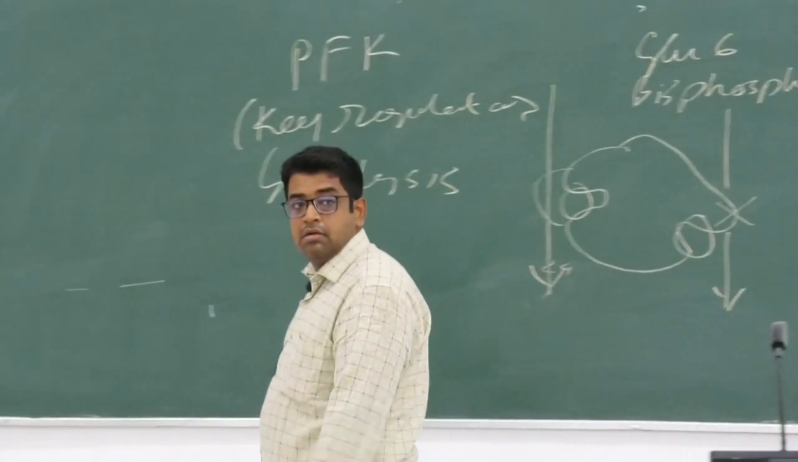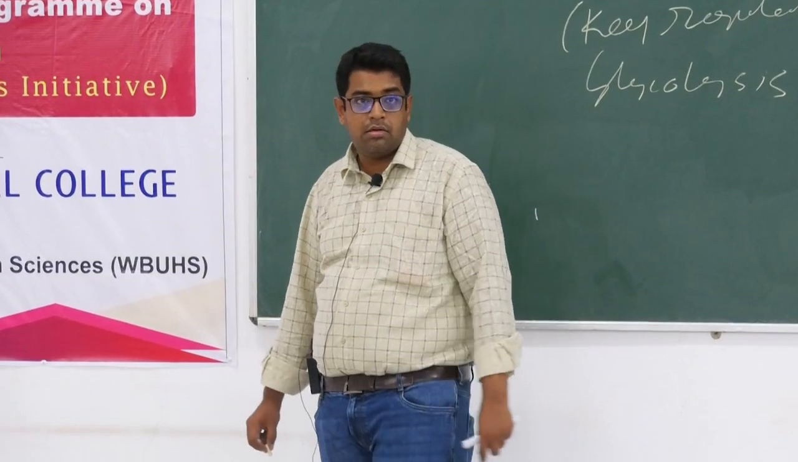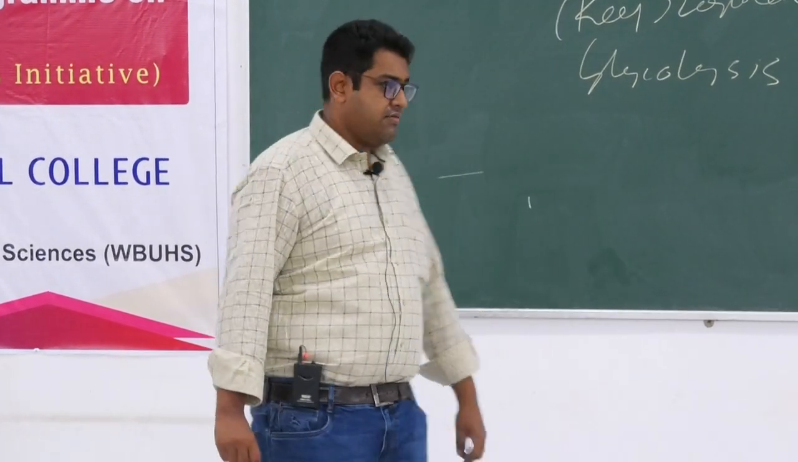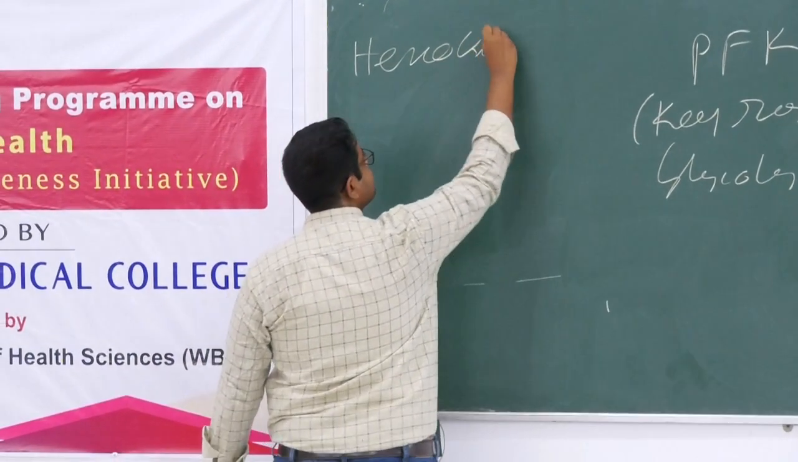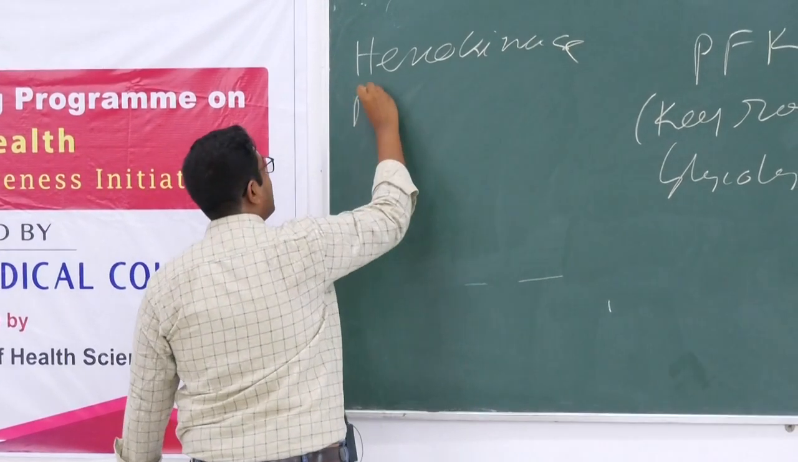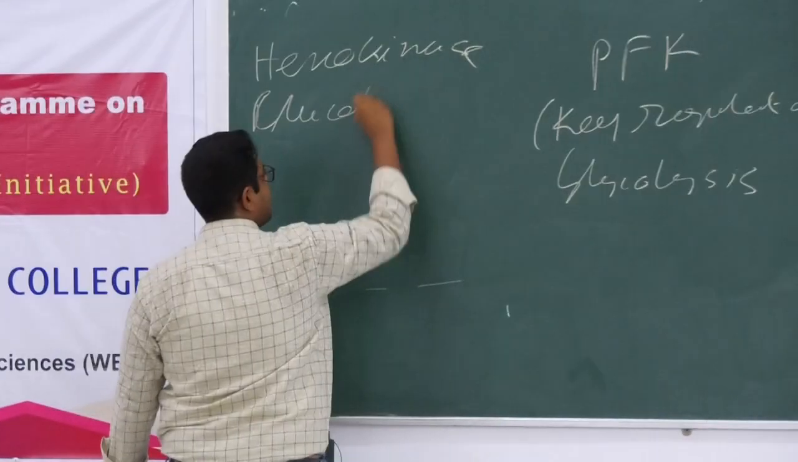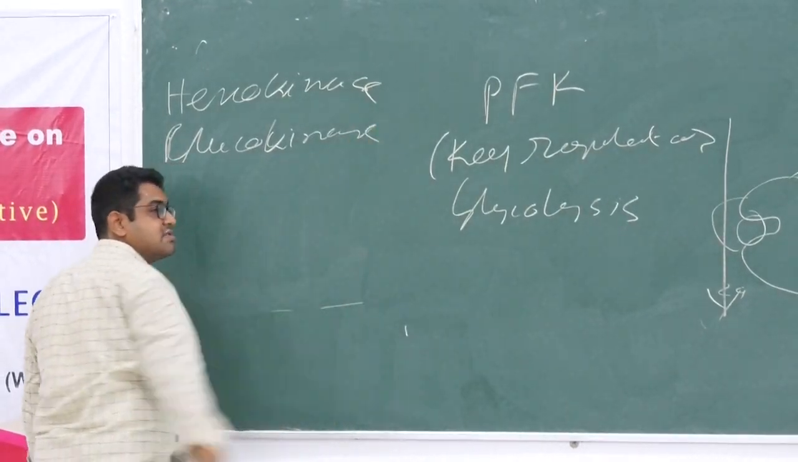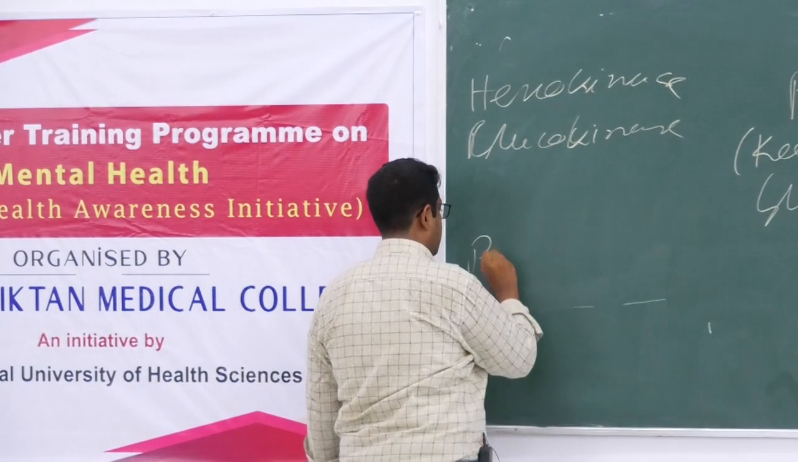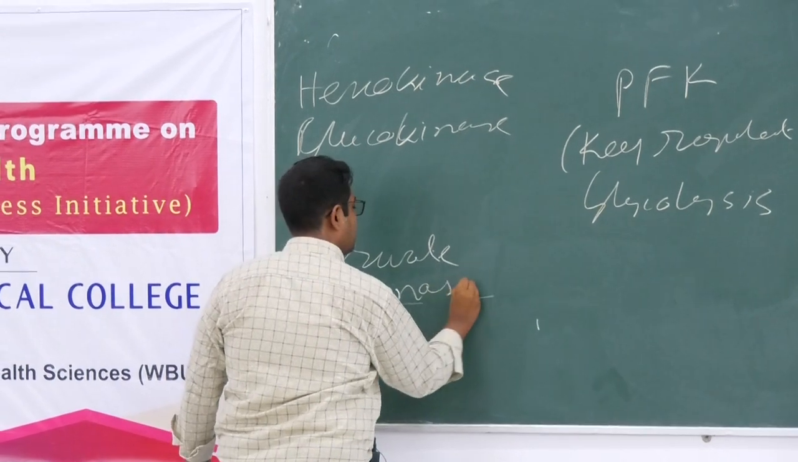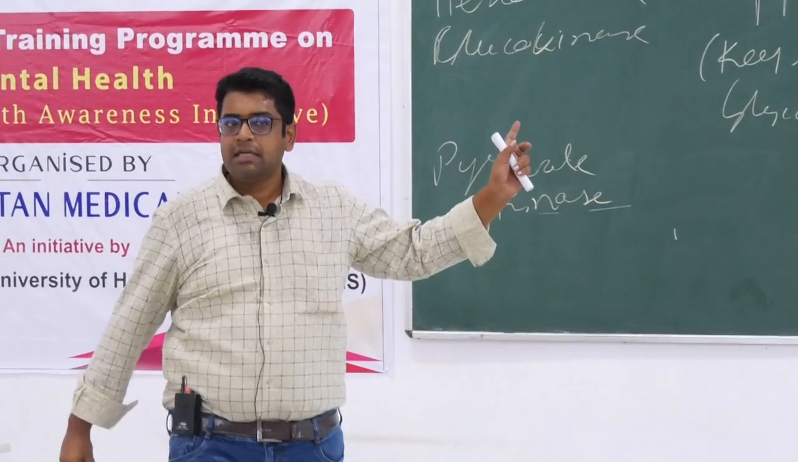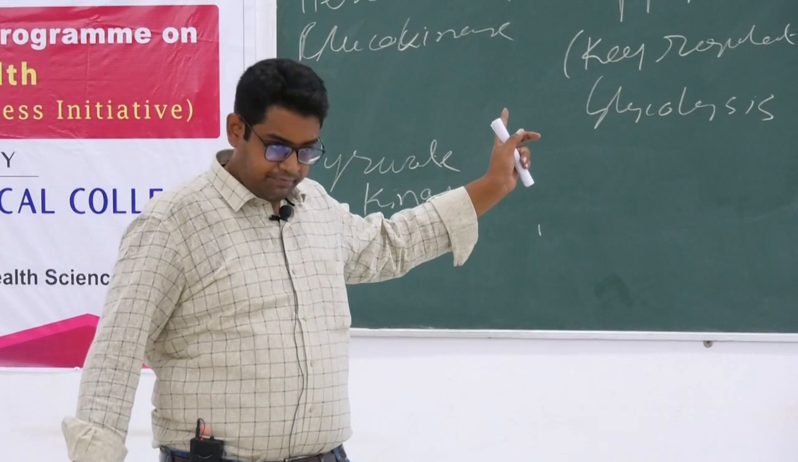What are the other two steps for regulation of glycolysis? Anyone? Yes. Very good. Hexokinase and glucokinase, step one, and then finally pyruvate kinase, the last step. These are the three regulatory steps.